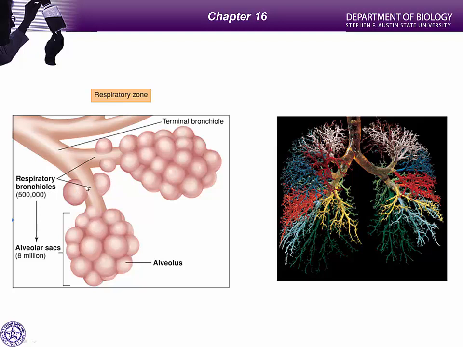The alveolar duct, we're not illustrating, but it's going to be in the midst of this alveolar sac. It's coming right down the middle before we get to this. And then each one of these is the alveoli in which gas exchange is going to occur.